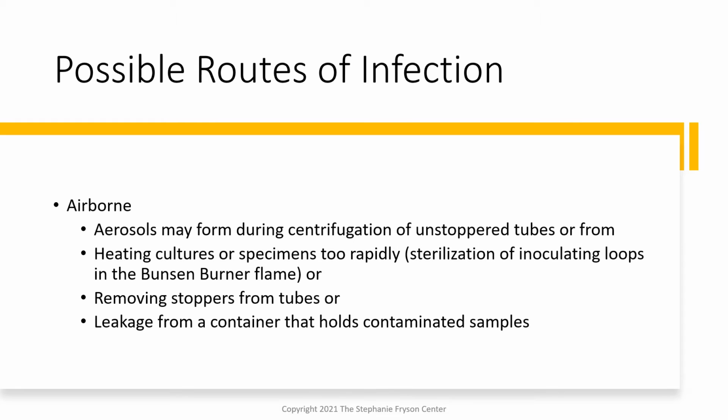The other thing that you can have is heating cultures of specimens too quickly. So when you're sterilizing your inoculating loop in the Bunsen burner, sometimes it can give a little extra burn back, and then you can see something fly off of the loop, and that's like bacteria flying off of the loop. Another case in which you can cause an infection is removing the stoppers from the tubes or leakage from a container that holds contaminated samples. So if you're not wearing gloves, if you're not handling samples under a hood in microbiology, you can open yourself up to possible infections.